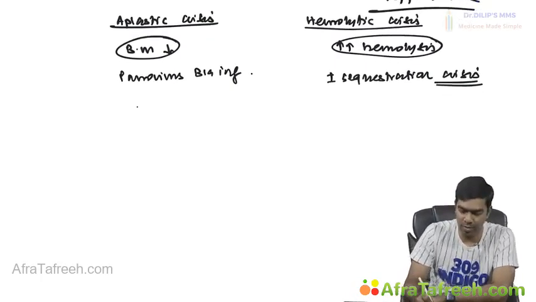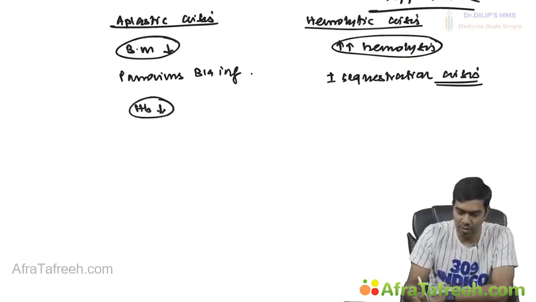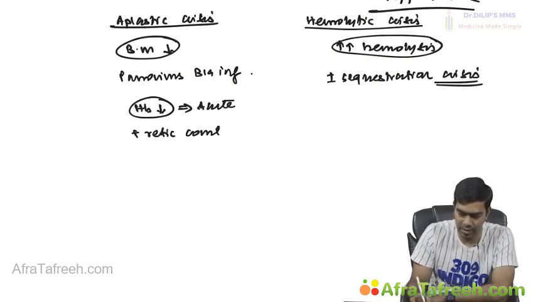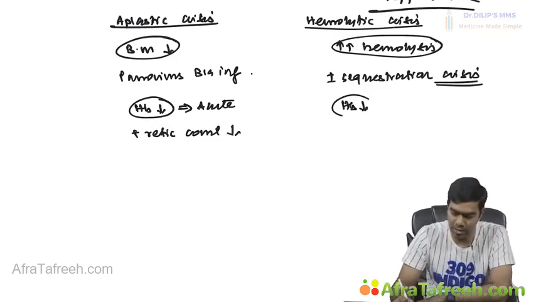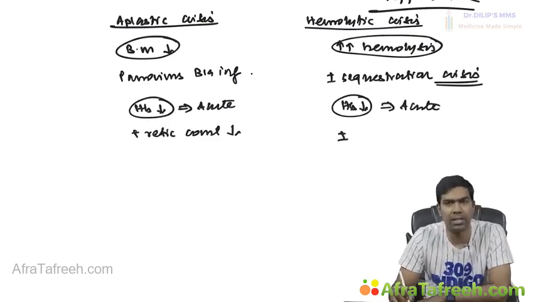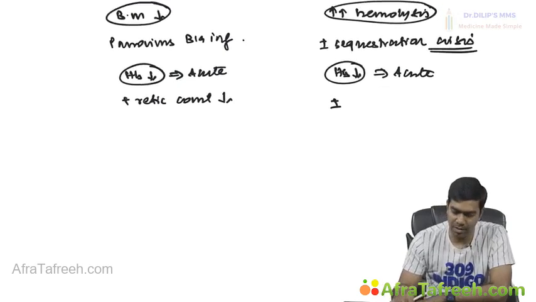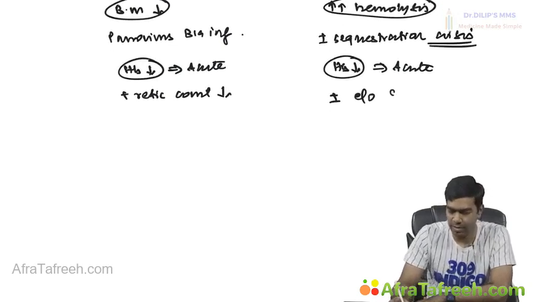How will you find out? You know very well. The patient's hemoglobin will have a sudden acute decline. At the same time, the reticulocyte count will be decreased. Whereas in a hemolytic crisis, the hemoglobin will be reduced, and all of a sudden, acutely, it will happen. At the same time, the patient also will have some evidence of sequestration.